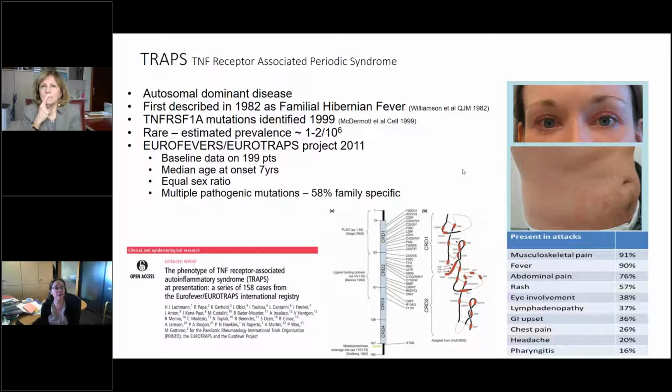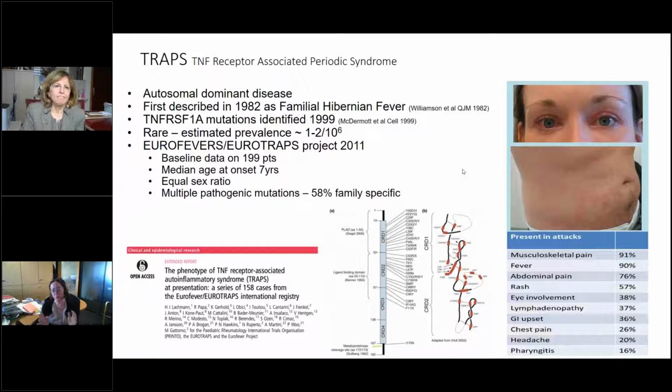One reason that it's so variable is that the mutations tend to be individual or family specific, and at least 58% of the mutations are really very family specific. So unlike familial Mediterranean fever or indeed CAPS, most mutations will be unique to the kindred in which they're found. The majority of mutations are in the extracellular portion of the protein, and there are often a lot of mutations in the cysteine bonds. There was some interest in whether this is because the cysteine bonds are particularly important. I don't think they are. I think it's just because there are an awful lot of cysteine bonds in the extracellular portion.